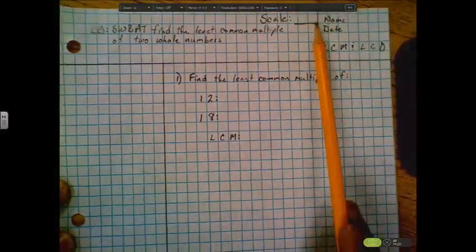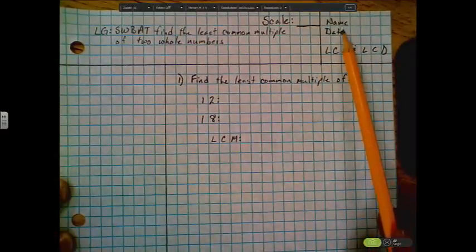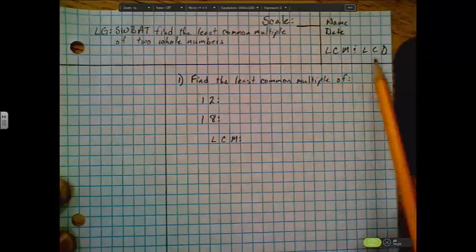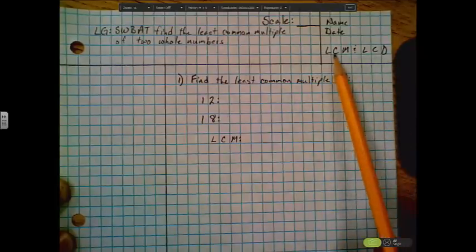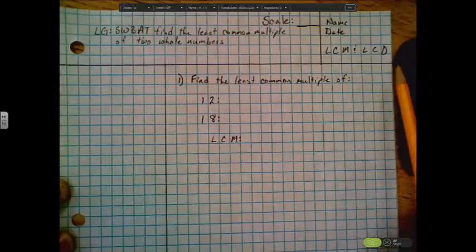We have another section here where we put our heading. In our heading, we always put our name, the date that we're taking the notes, and then a short description of what the notes are. So the notes today are going to be on least common multiples and least common denominators.